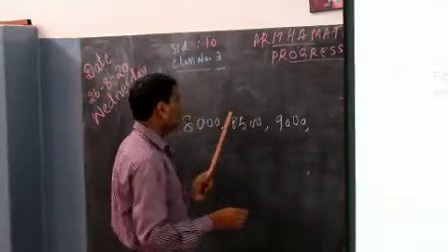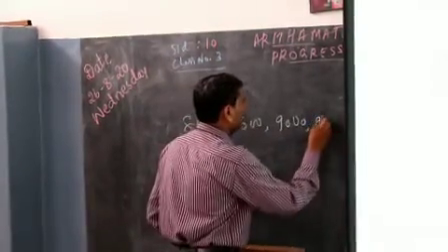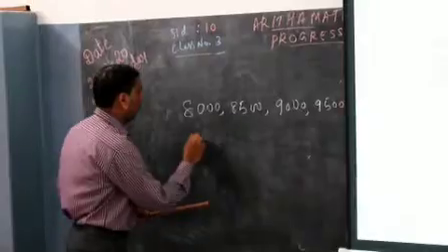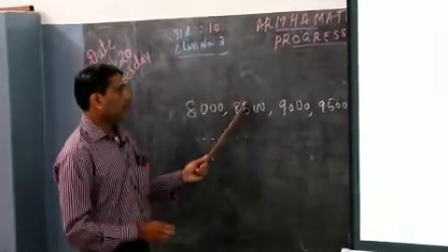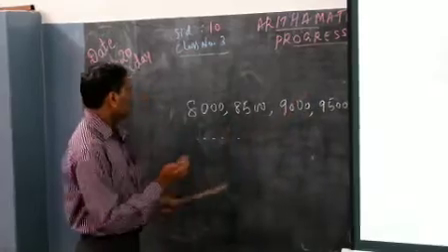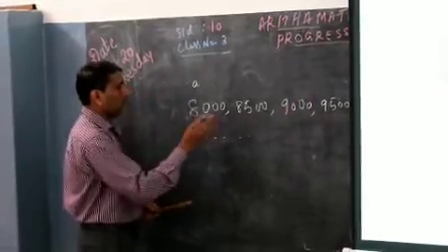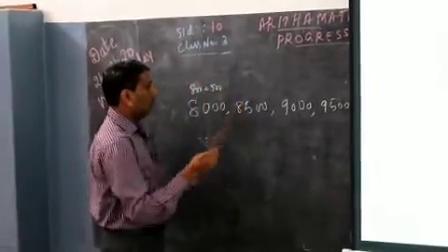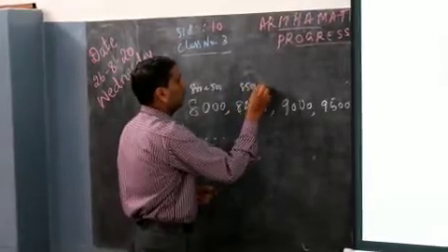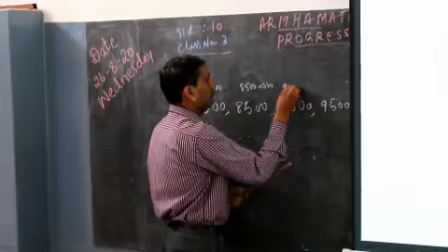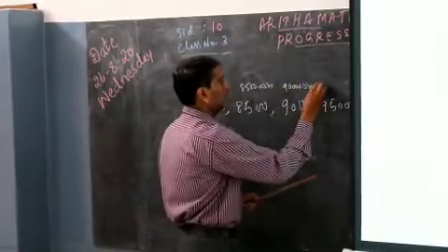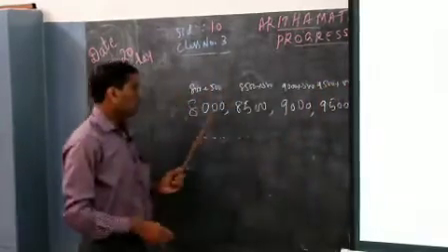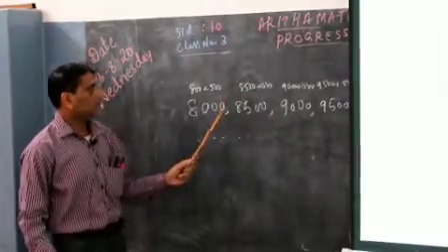Again, in the fourth year, she got an increment of 500, and in the fifth year again 500. Look at the pattern of her salary: 8,000, 8,500, 9,000, 9,500. The A value is 8,000 and we keep on adding 500 to this. 8,000 plus 500 is 8,500, 8,500 plus 500 is 9,000, 9,000 plus 500 is 9,500, and so on it will continue. So her salary is in the form of arithmetic progression. This is an example for the arithmetic progression.